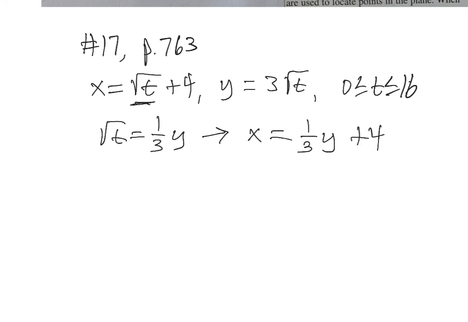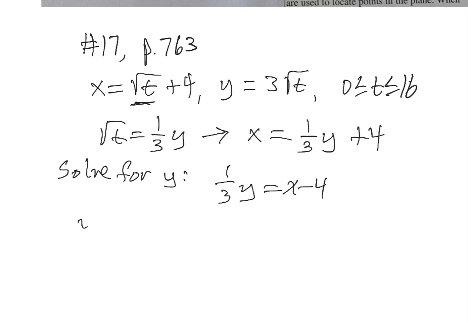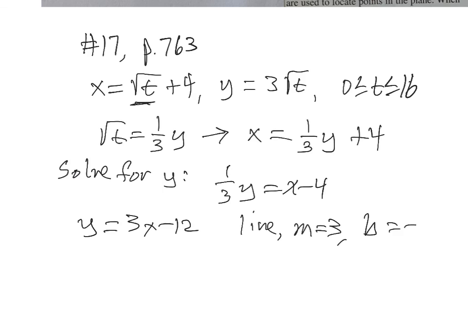And now, hopefully you recognize that. That is the equation of a line. Let's solve for y. Write it in slope-intercept form. So 1/3 y equals x minus 4, and therefore y is equal to 3x minus 12. Multiply through by 3. So that is a line. The slope is 3. The y-intercept is negative 12.